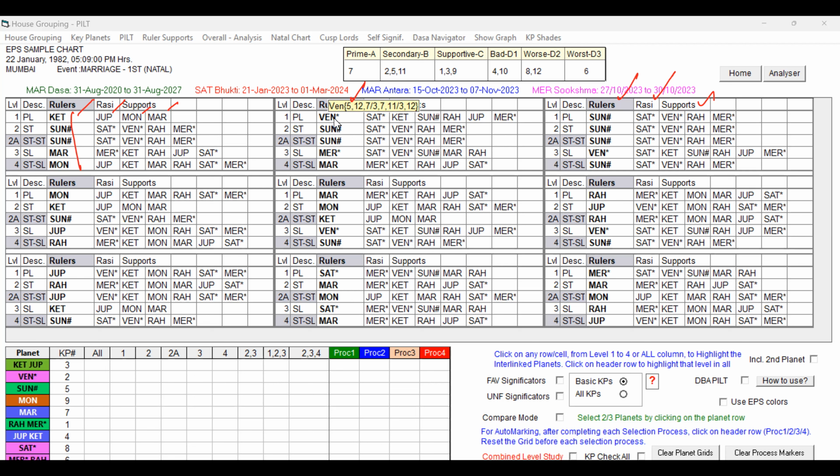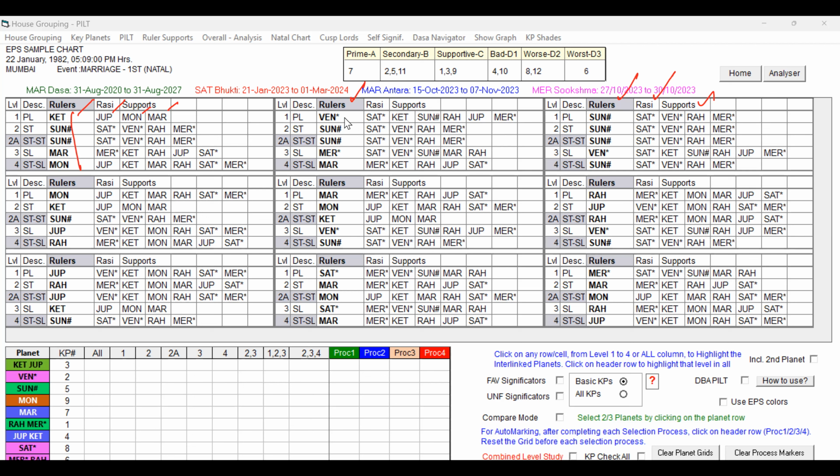After that, there is one oblique slash that is called 3 and 12. That is the cuspal sublord of Venus. Venus is the cuspal sublord for the 3rd house and 12th house. Those houses we can see easily in the pop-up. If you keep the cursor on any planet, that self-signification will be seen.